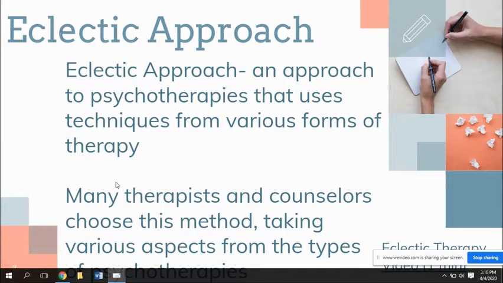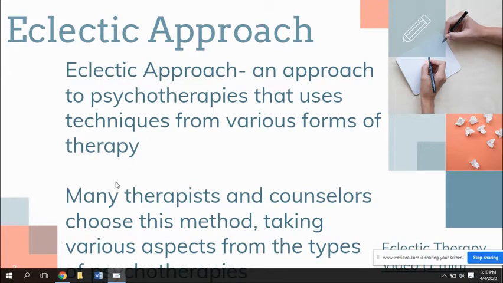The eclectic approach is that thought that you do a bunch of things at once. You don't just do behavioral, you don't just do psychoanalytic, you can do behavioral with cognitive, with some drug treatment or stuff like that. And you kind of mix it up between all the different types of therapies in this Google slide that we'll talk about.